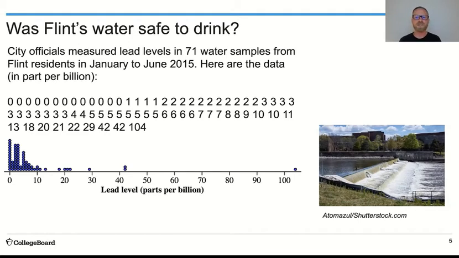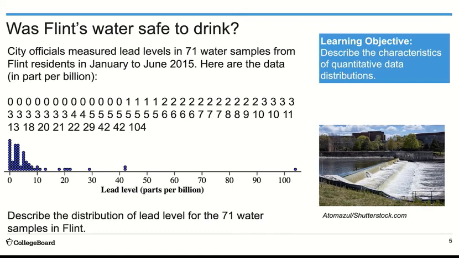But here's what we're going to try and do in this video. We want to be able to describe the distribution of lead level for the 71 water samples in Flint. So how do we do that? How do we describe a distribution of quantitative data? And there are 4 important characteristics that you have to include in your description. Let me pause right there.